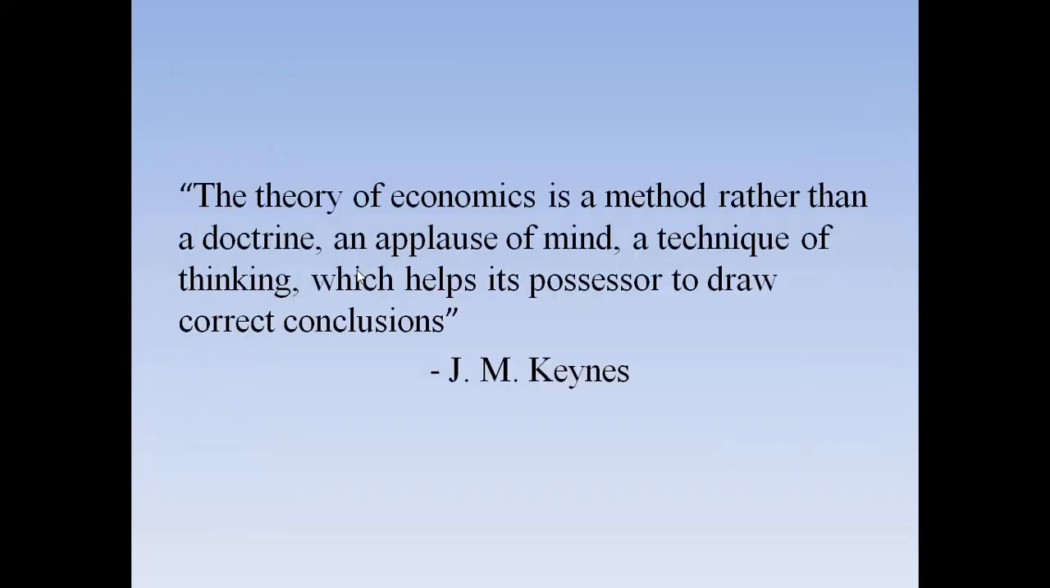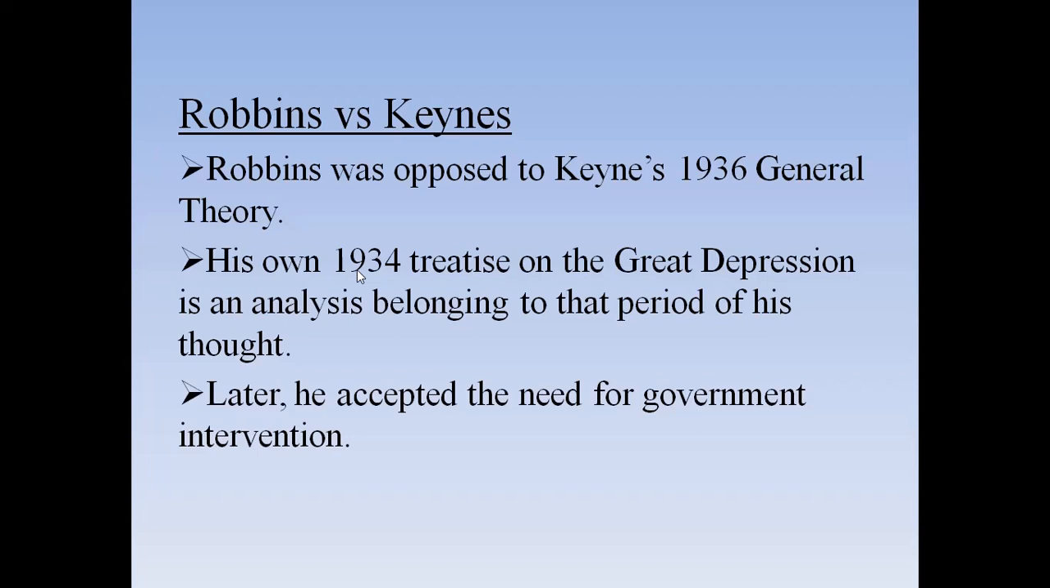But in the 1930s, when J.M. Keynes came up with his idea, it was a revolution in the field of economics. From that time onwards, economics was divided into two sections: one is called microeconomics, and the other is called macroeconomics. You can see what happened between Robbins and Keynes. Robbins was opposed to Keynes' theory, the general theory of employment and interest. In fact, Robbins had already written a treatise on the Great Depression, an analysis belonging to that period of his thought, but later he accepted the need for government intervention. Robbins was the first person to write a treatise on the Great Depression.